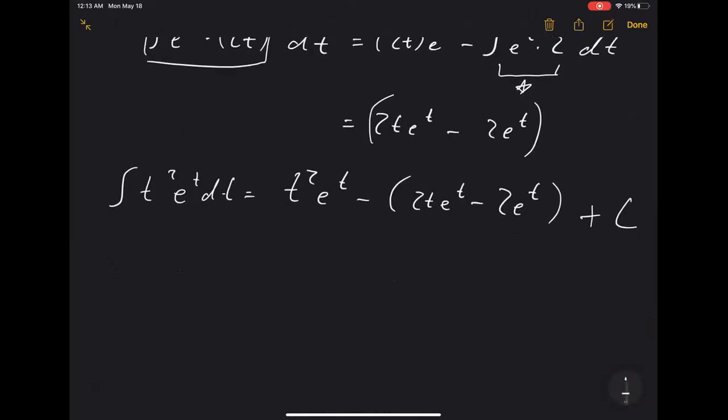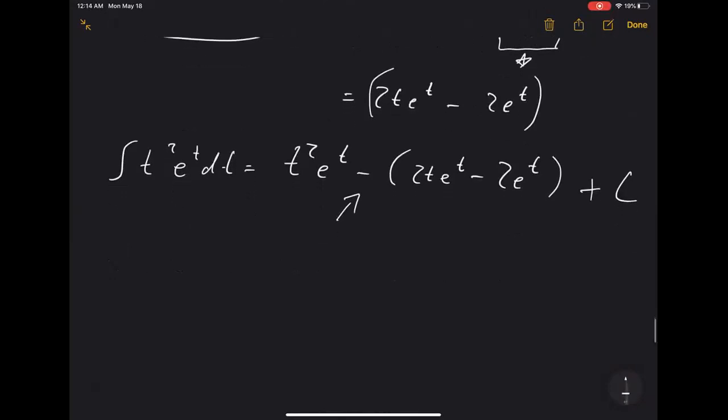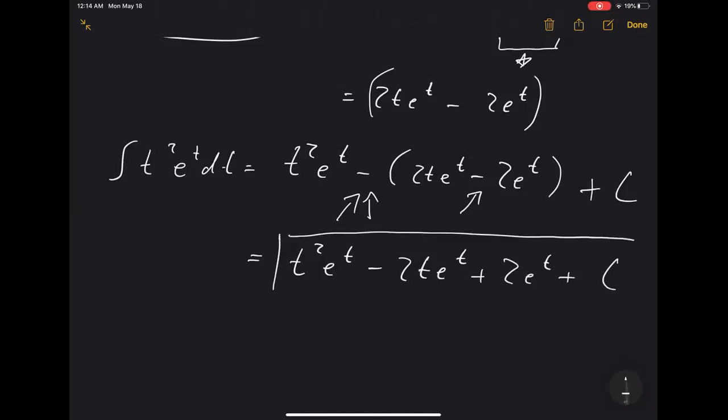But now this is what I was saying, that we need to be careful of the negatives. We need to make sure we distribute the negatives, okay? So now just make sure to distribute those negatives properly, okay? I have a minus sign here and then a minus sign there. That's going to become a plus, right? So this should be my final answer.